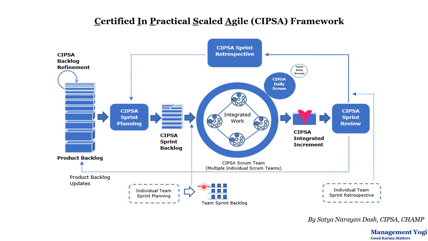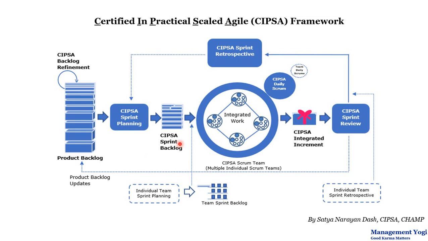In this meeting, these items taken by individual teams will be further broken down into individual tasks. So you can also say the CIPSA sprint backlog is a combination or sum of individual team sprint backlogs. So you can also say that the teams are individually sprinting, like Team A in sprint 1, Team B in sprint 1, Team C in sprint 1. As a whole, the CIPSA sprint backlog is also going to be delivered at the end of sprint 1.